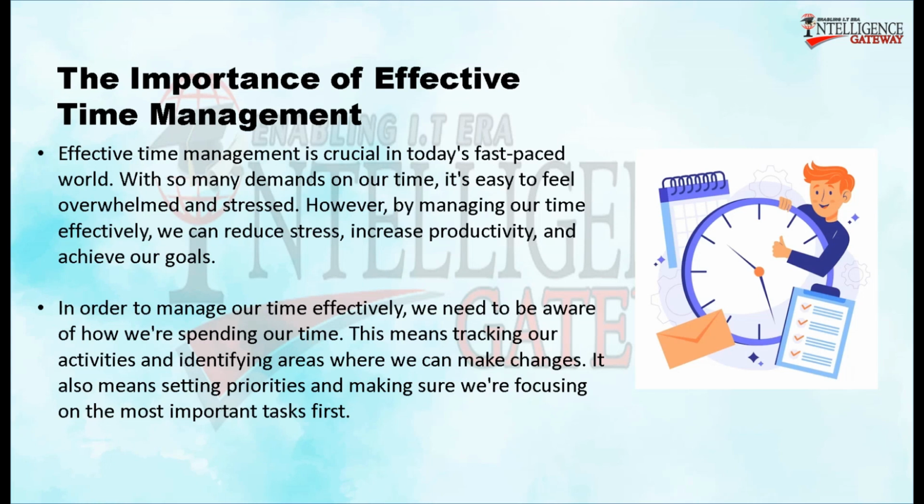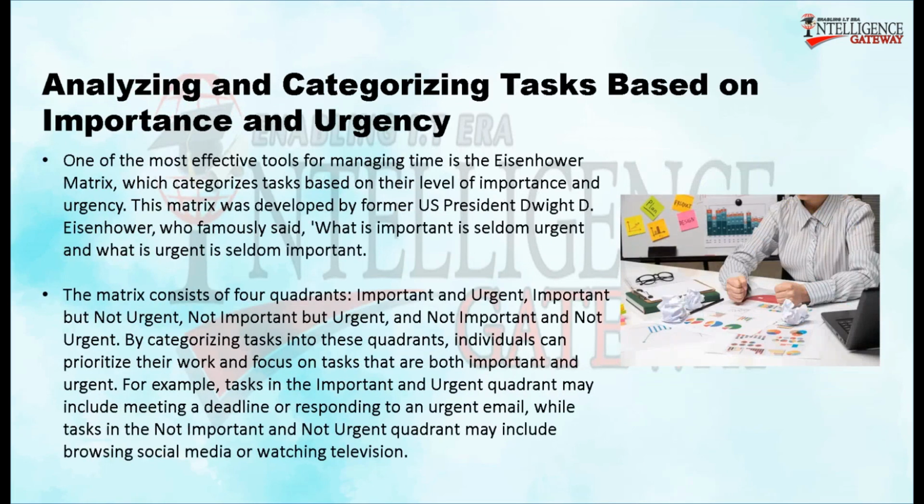In order to manage our time effectively, we need to be aware of how we're spending our time. This means tracking our activities and identifying areas where we can make changes. It also means setting priorities and making sure we're focusing on the most important tasks first. Analyzing and categorizing tasks based on importance and urgency.